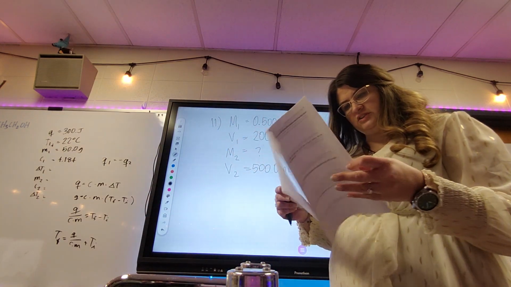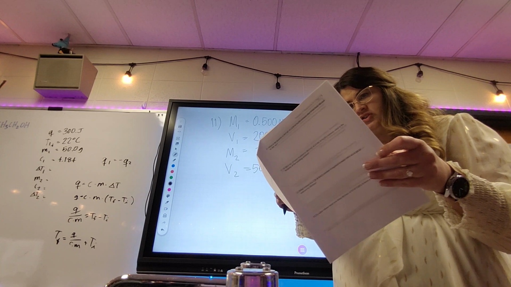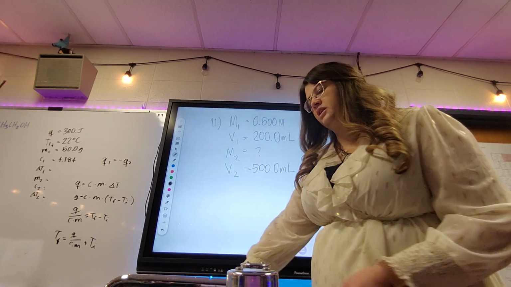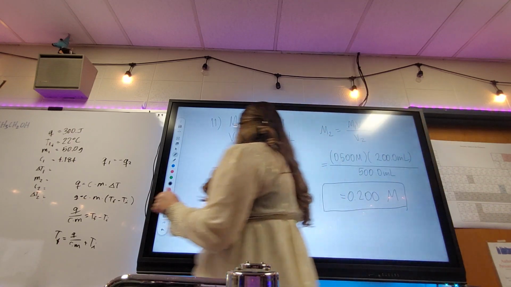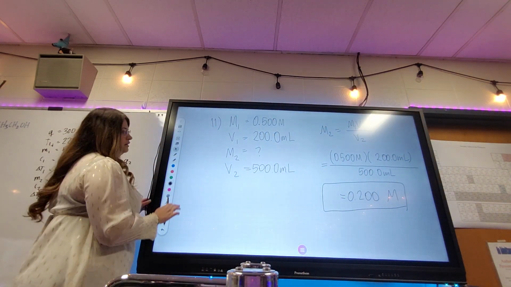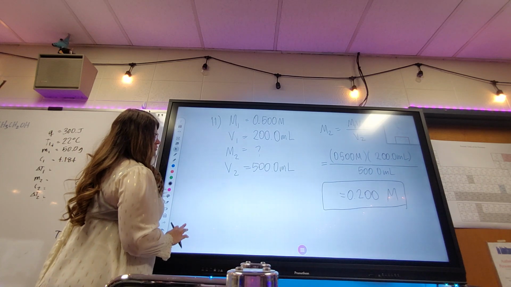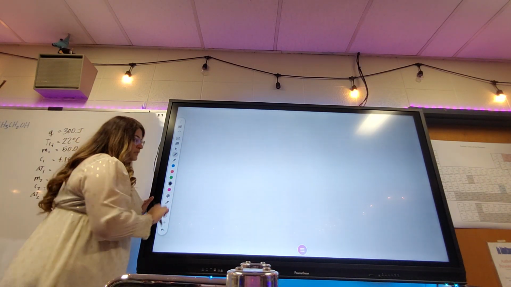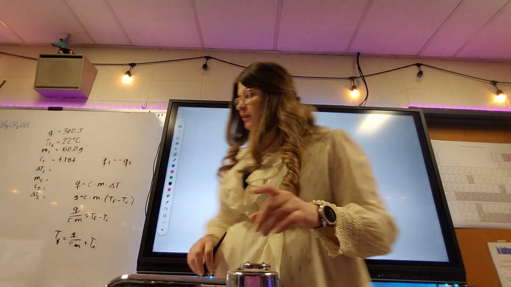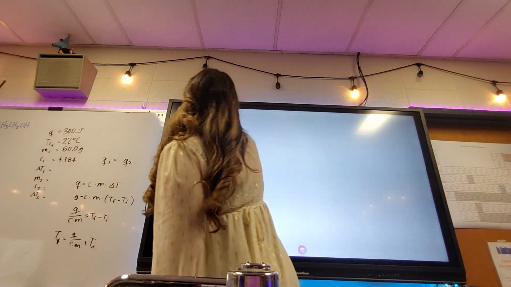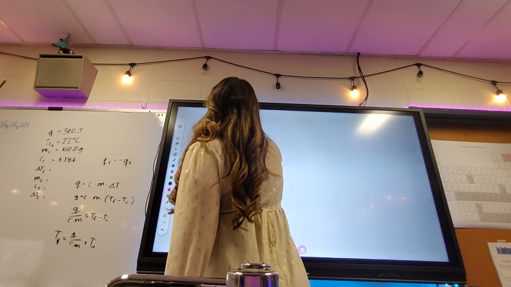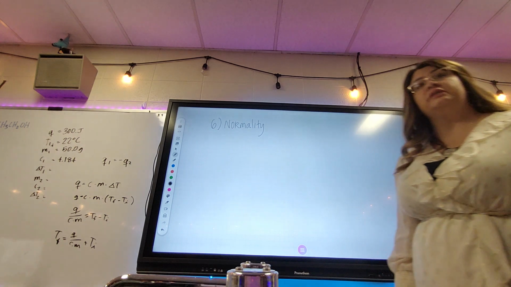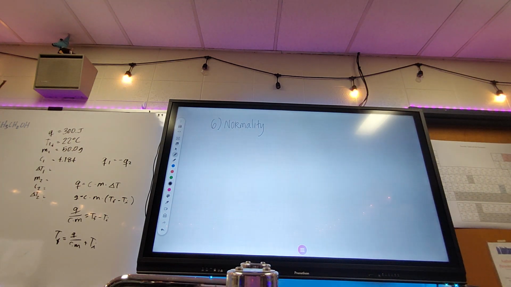All right, so then we just have one more type of solution calculation to do, and it's the normality one. There are only a couple of problems about normality. They're at the end of the packet, I think. There might be some on page 5. But the last way to calculate concentration is normality. And normality is used only for acids and bases.